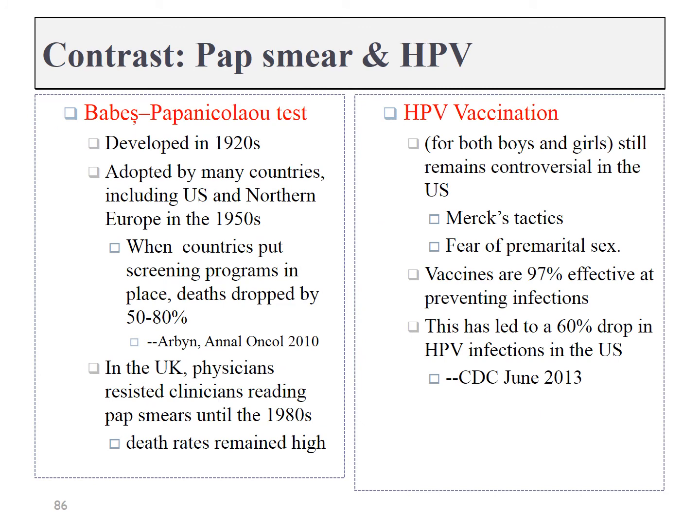So let's contrast the mammogram with the pap smear. And what we can clearly say is that the pap smear saves lives. And once the pap smear was introduced into the United States, or later into Great Britain, the number of women dying from cervical cancer plummeted. And it's been absolutely clear since its invention that this early cancer detection test saves lives.